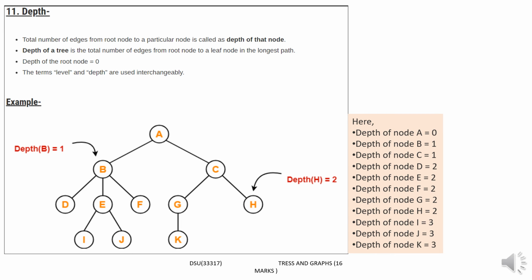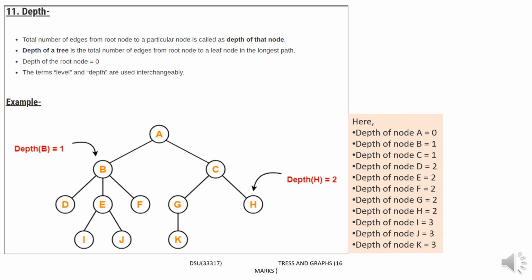So next is the depth. The total number of edges from the root node to a particular node is called the depth of that node. The depth of a tree is the total number of edges from the root node to the leaf node in the longest path. The depth of the root node is equal to 0. The terms level and depth are used interchangeably. See here, the depth of B is 1 and the depth of H is 2, counting edges from the root node to the particular node.